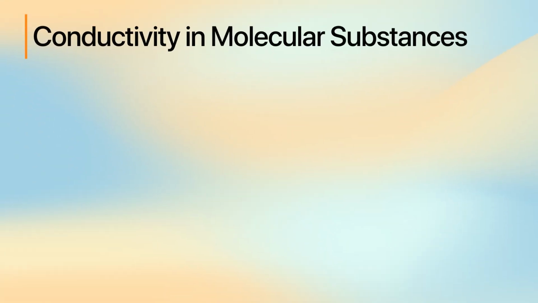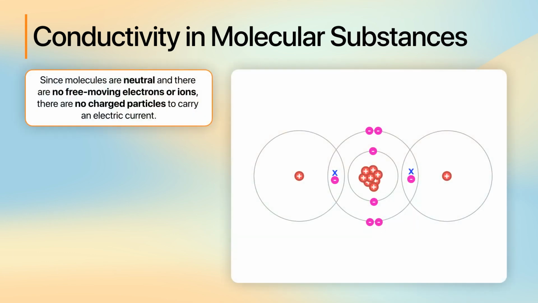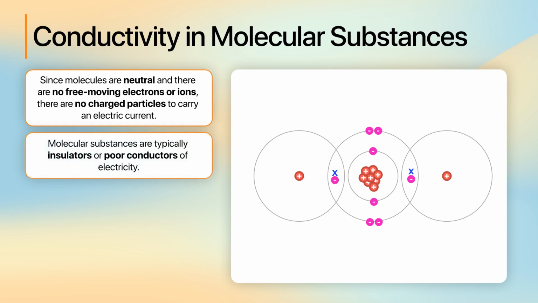In molecular substances, however, the story is different. Since the molecules are neutral and there are no free-moving electrons or ions, there are no charged particles available to move and carry an electric current. As a result of the lack of free-moving charged particles, molecular substances are typically insulators or poor conductors of electricity.